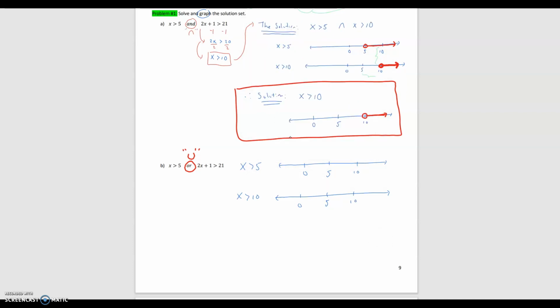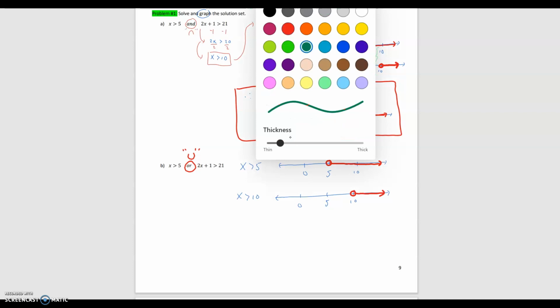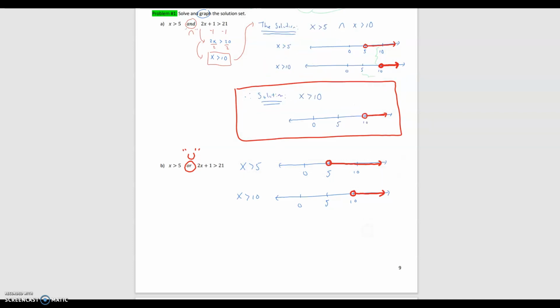And x greater than 5, open circle, and to the right. And in this case, if we were going to put both solutions as 1, the union would start here. So you have to include all the values of the first one plus all the values of the second one with no repeats. Notice that these are repeating. So we're not going to write twice from 10 to infinity. We just basically merge it as a single one.